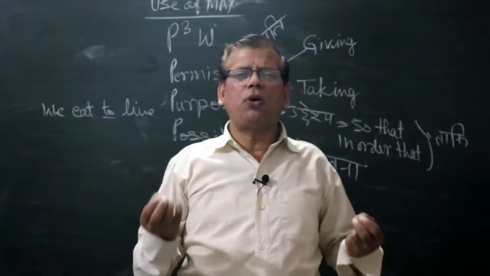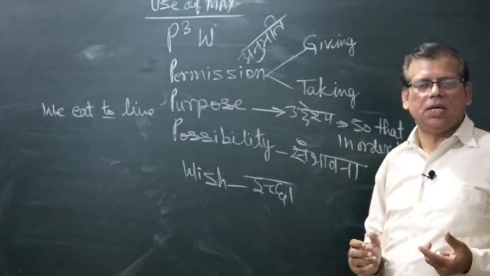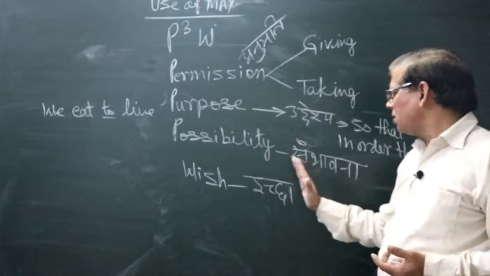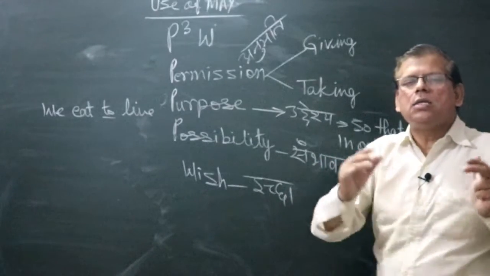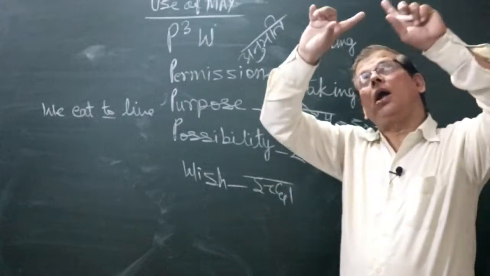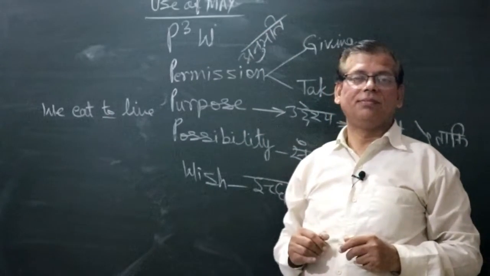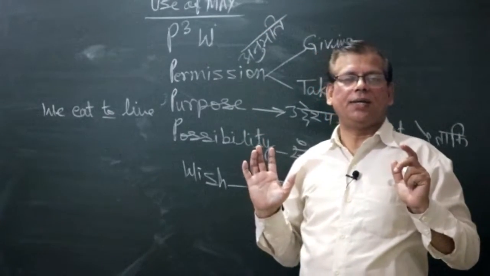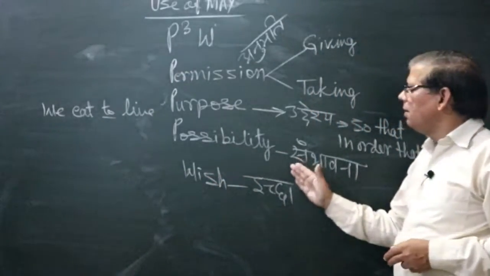Now possibility. Possibility means the possibility with some reason. There must be a reasoned possibility. Without reason, if there is a possibility, may is not proper. For example, there are clouds in the sky. Reason. It may rain. Reasoned possibility. If there is no reason, the use of may is wrong.